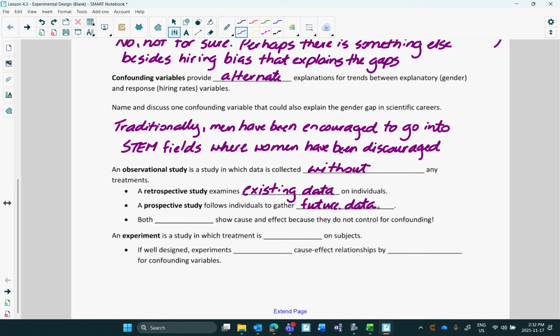And you can get some interesting information out of it. However, the problem is, while you can see associations and you might be able to apply it to certain populations, observational studies, regardless of whether they're retrospective or prospective, do not show cause and effect. Okay, this is very important.